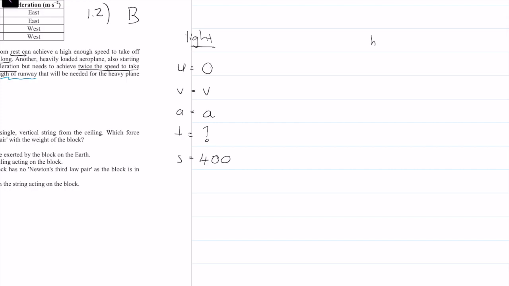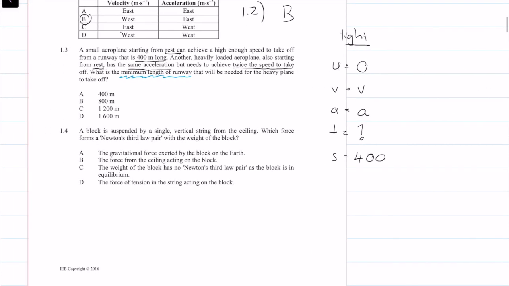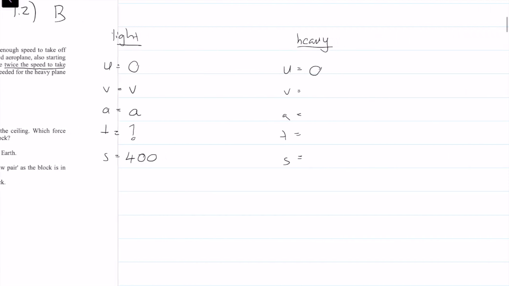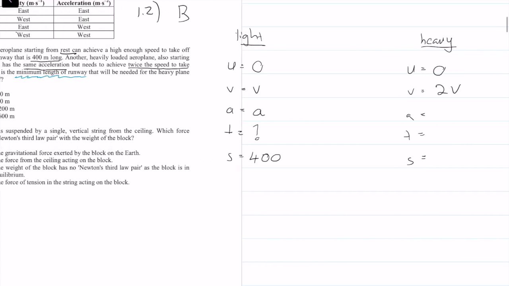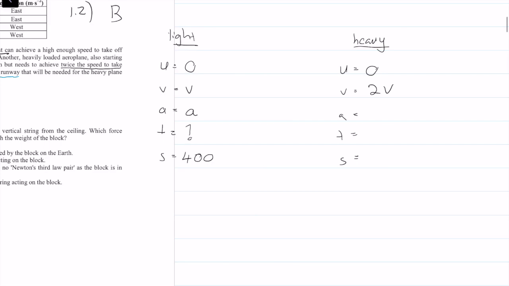Now let's look at the heavy plane. For the heavy plane, UVATS. The initial velocity again is 0. The velocity this time, if we read the question, it says it needs to achieve twice the speed. So to achieve twice the speed of the small one, we need to go at 2v. The question also said that it has the same acceleration, so the acceleration is a. t again is an unknown, and s is what we're looking for.